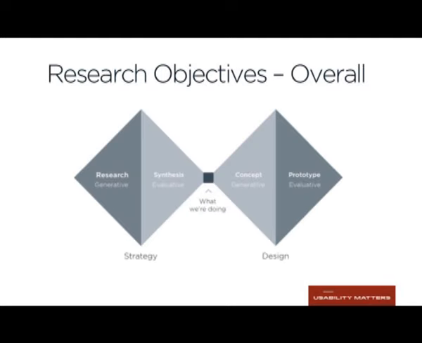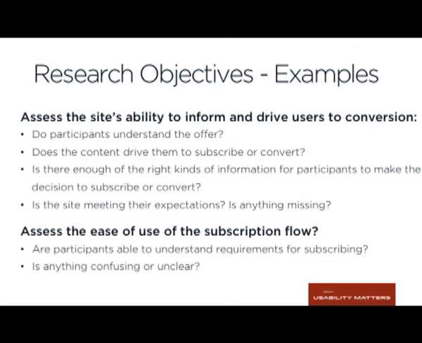In the UX process, there are 2 main reasons to conduct research: to generate ideas, called generative, and to evaluate ideas and designs, called evaluative. During strategy, we generate and then evaluate the big ideas to decide what we're designing. And during design, we generate and evaluate the designs themselves. In either phase, your research might be mostly generative or mostly evaluative, but sometimes you'll include a bit of both.